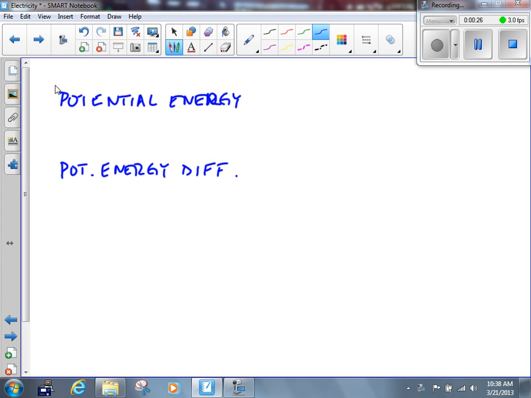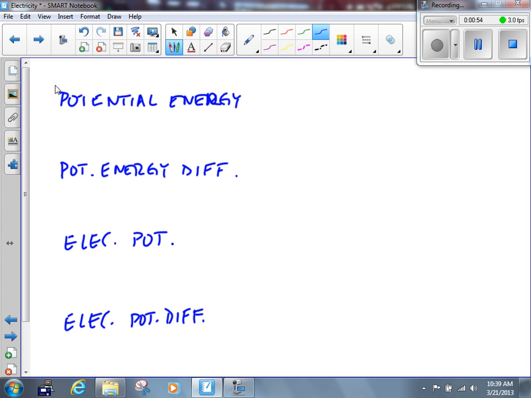The third term was electric potential. And then the fourth term was electric potential difference. So four terms, all sounding very much alike, but all slightly different from one another in terms of what they actually mean. Potential energy, if you remember, we said, is the amount of energy that's stored in a system of two charges a certain distance apart.